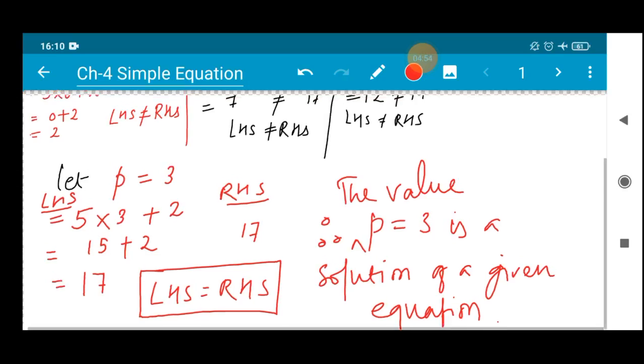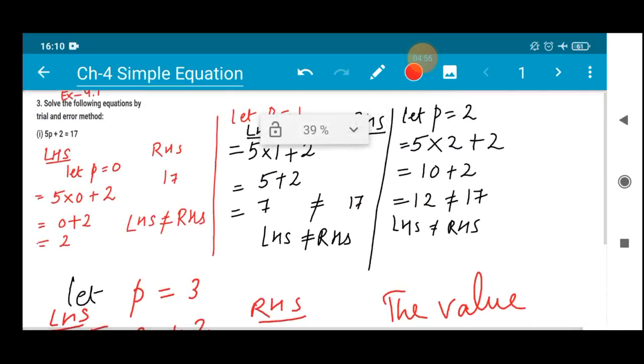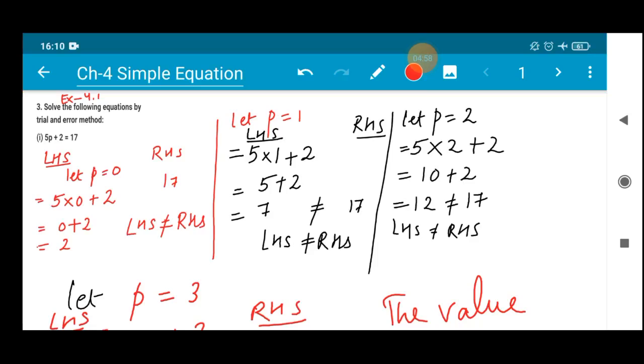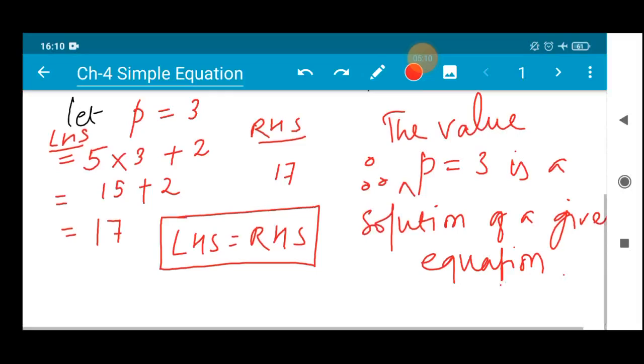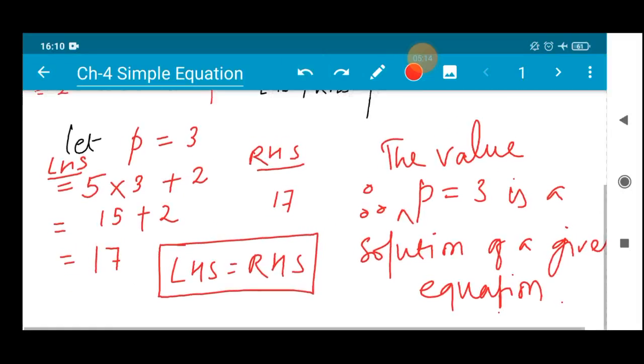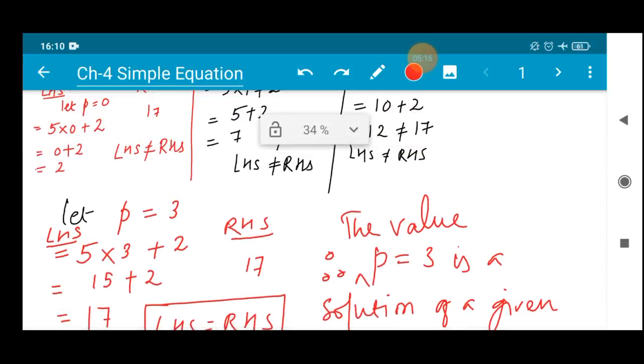Alright, so I hope you have understood what the trial and error method is now. Trial means to try, and error means you may face error. You may not get the answer at first, but try the values, and at the end you are going to reach the point where you are what you are searching for.